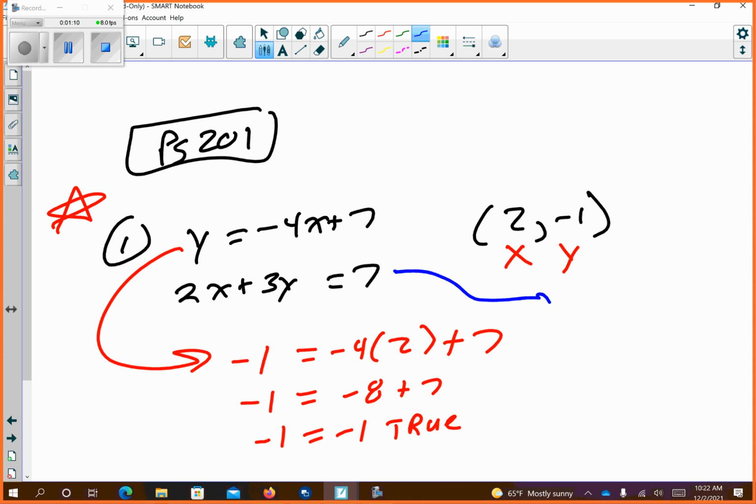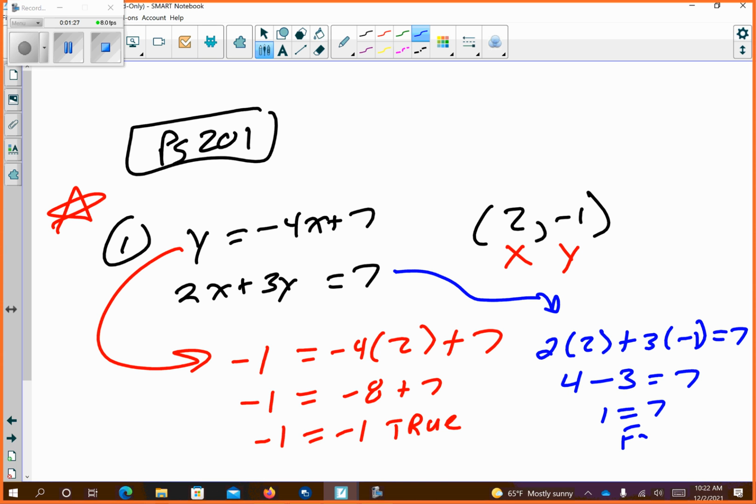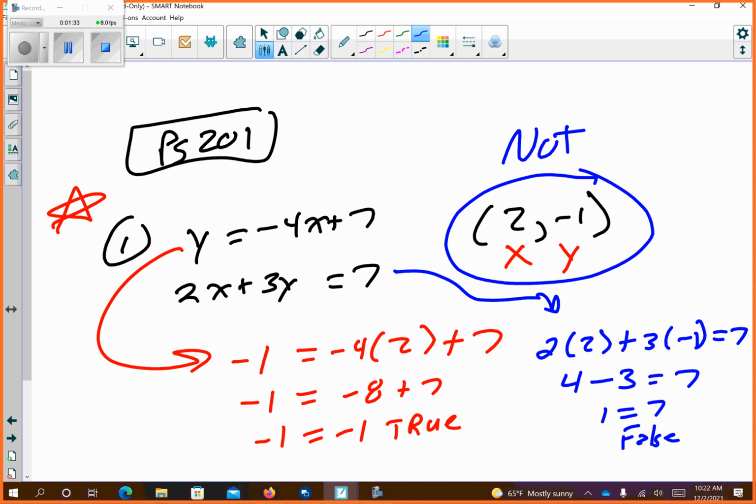Then I'm going to plug it into the other one as well. So I have 2 times 2 plus 3 times negative 1. Does that equal 7? So I get 4 minus 3 equals 7. So that means 1 equals 7. Is 1 equal to 7? No. So is this the solution? No, not the solution. Okay?